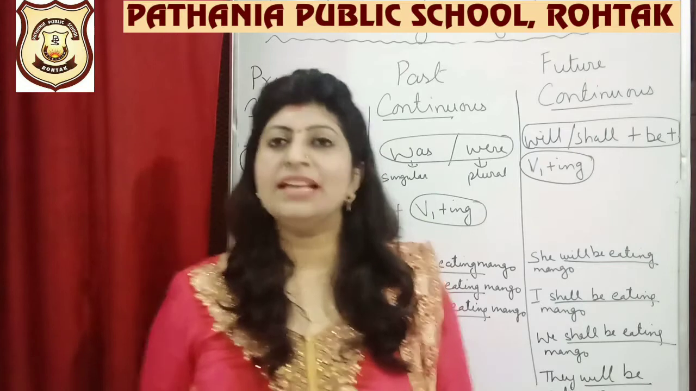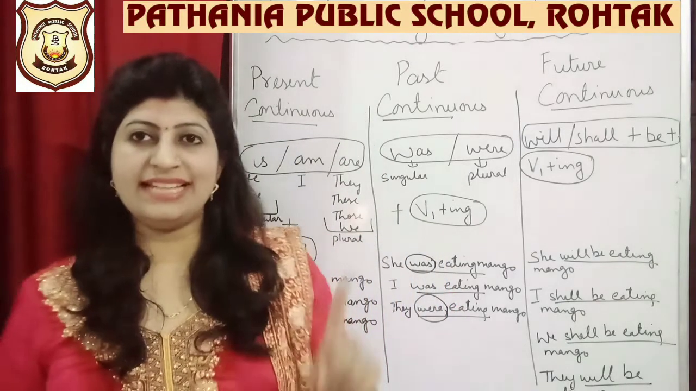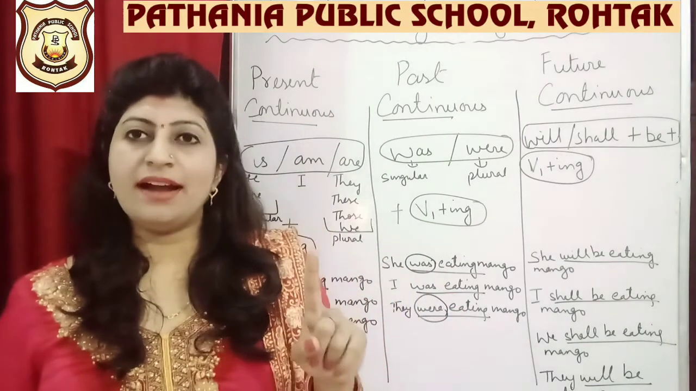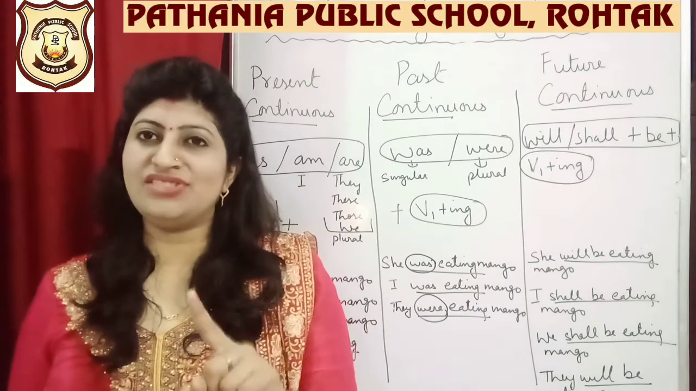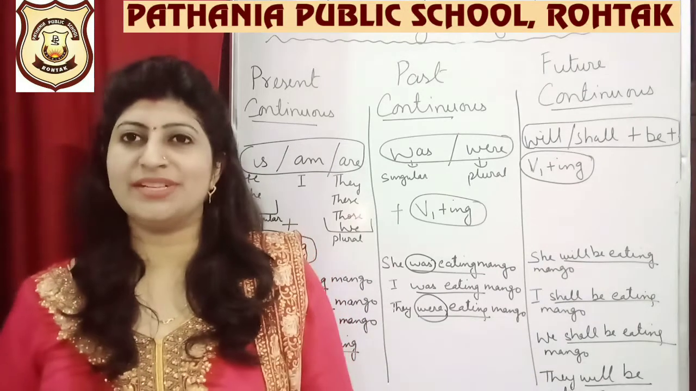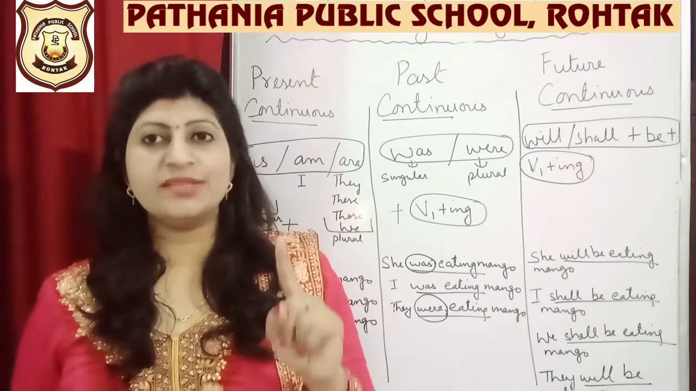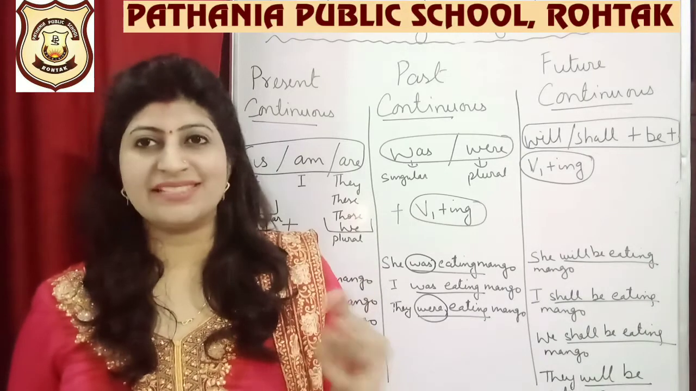Is it clear? How will you identify? Once again, quick revision. Is, am, are plus V1 plus ing, that means present continuous. Was, were plus V plus ing, past continuous.